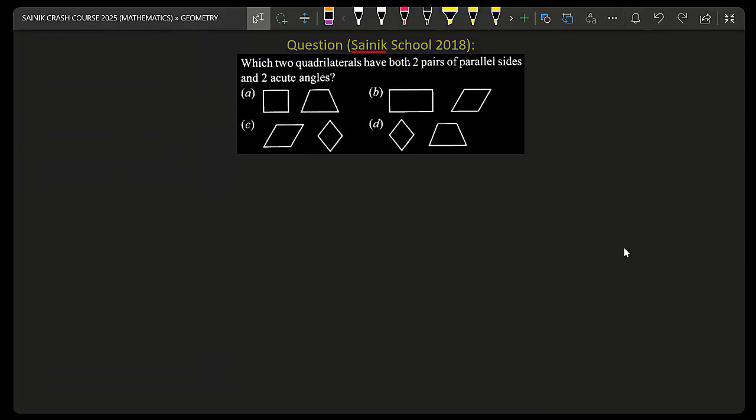Okay, go option by option. In option A, which shapes do you see? Sir, square and trapezium. Okay, in both the figures, do you see two pairs of parallel sides? Sir, the second figure doesn't have two pairs of parallel sides. Very good. It has only one pair. So can I eliminate option A? Yes, sir. Okay, what about option B?